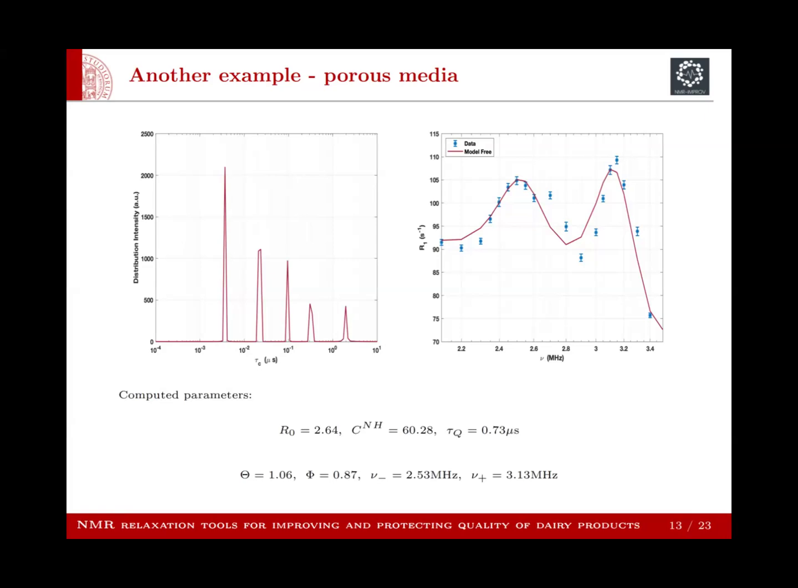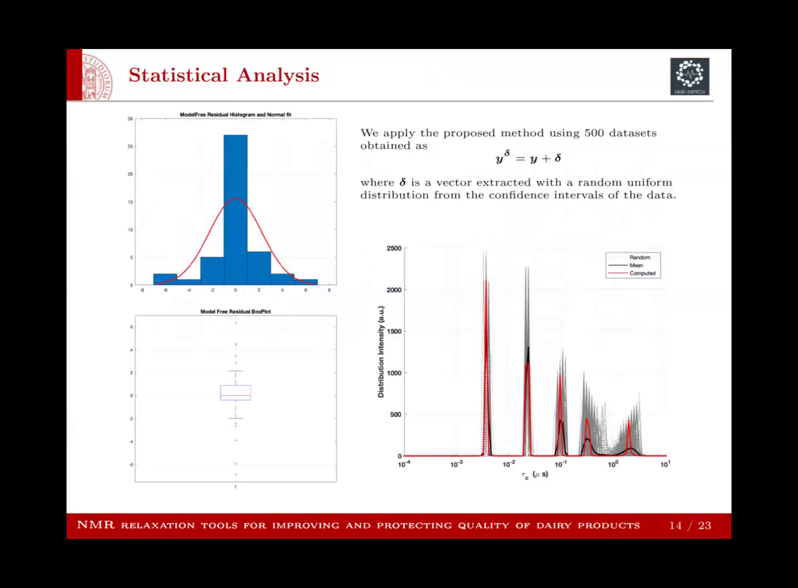And another thing that we implemented with the software is an uncertainty analysis based method where you can repeat the run of the software for a large number of data sets. These data sets are obtained following this equation. So we add random uniform noise in the confidence interval of the data, and we apply this method n times to extract n sets of results.